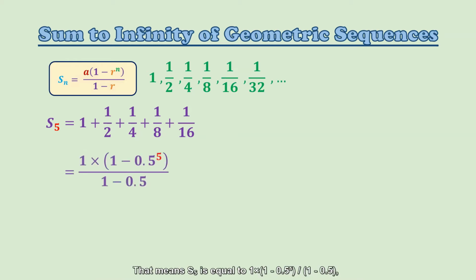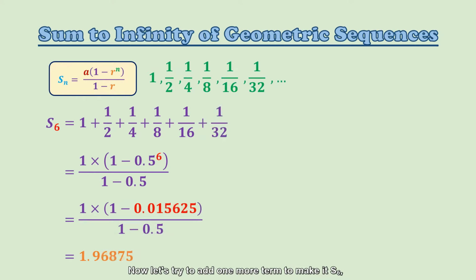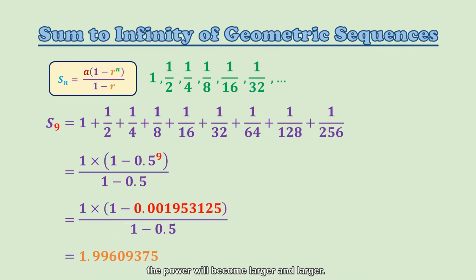That means S5 is equal to 1 times 1 minus 0.5 to the power 5 over 1 minus 0.5. And therefore it is equal to 1.9375. Now let's try to add one more term to make it S6. And as we can see, we just need to change the power from 5 to 6. And therefore the answer is equal to 1.96875.